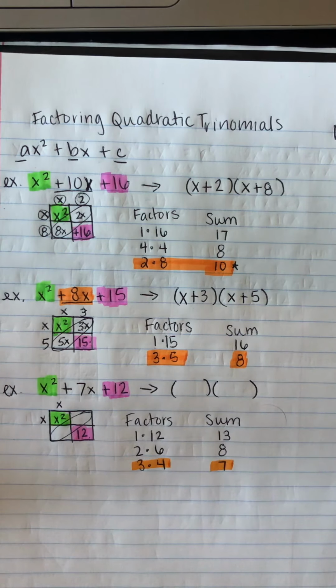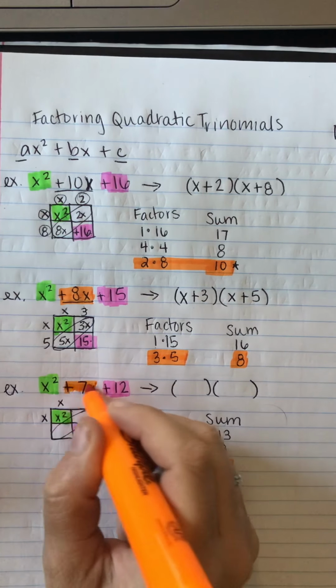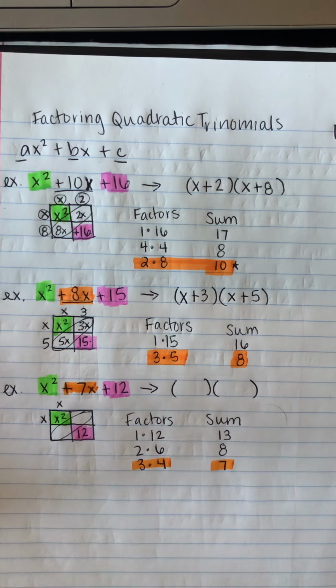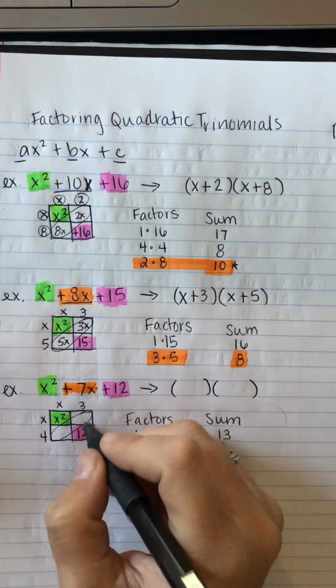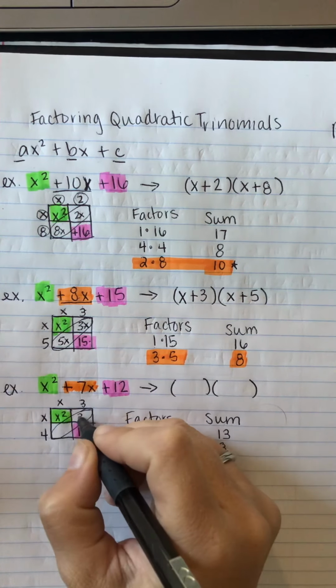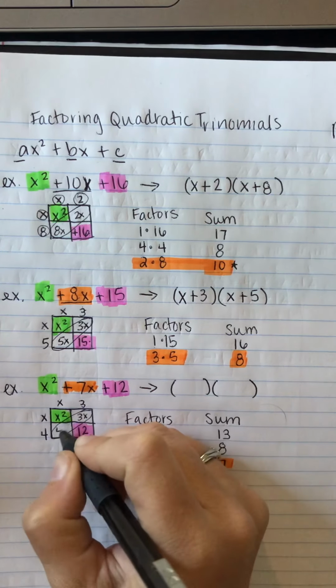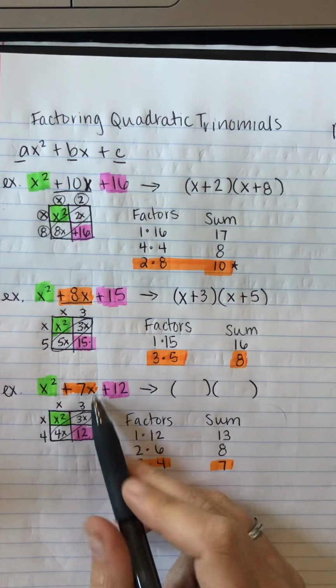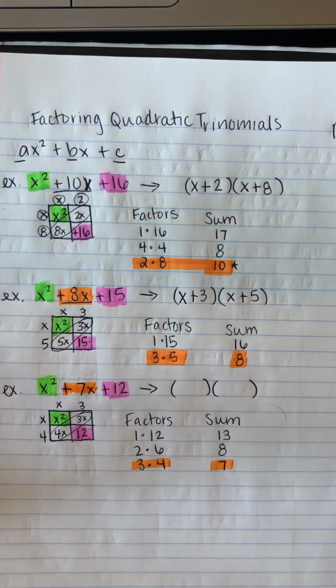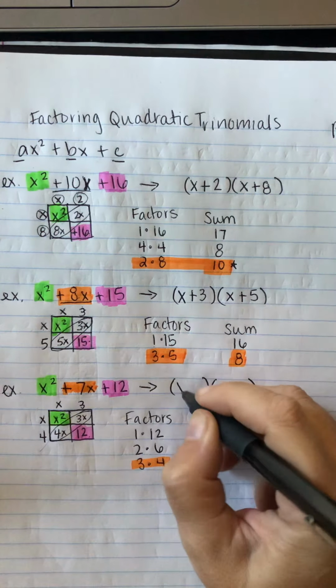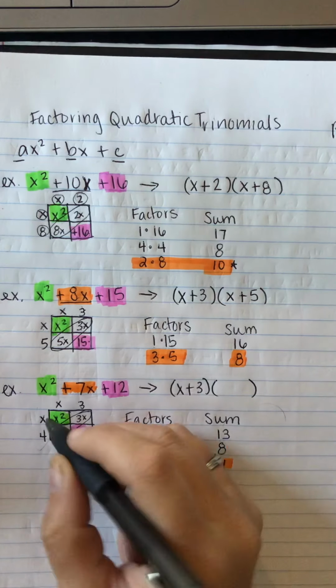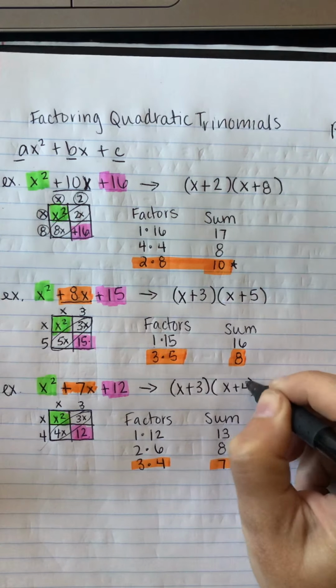Because it gives us a sum of 7, and that's what we're looking for right here, sum of 7. Okay, so we're going to put a 3 here and a 4 here, and we'll finish multiplying the box out. That's going to give us 3x, that'll give us 4x, and these are both positive, so they do add together to give us 7. Our final answer is going to be up top and on the side, so we have x plus 3 and x plus 4.